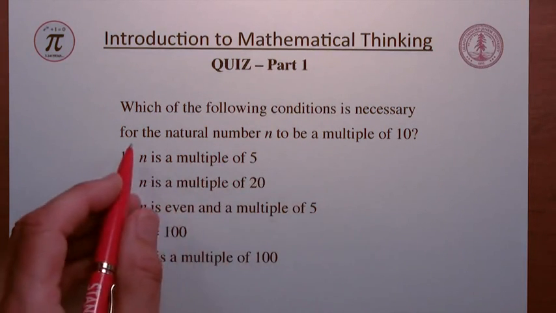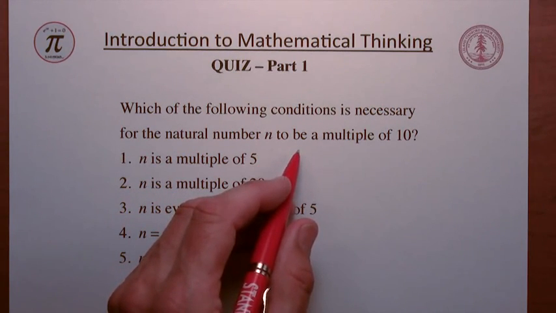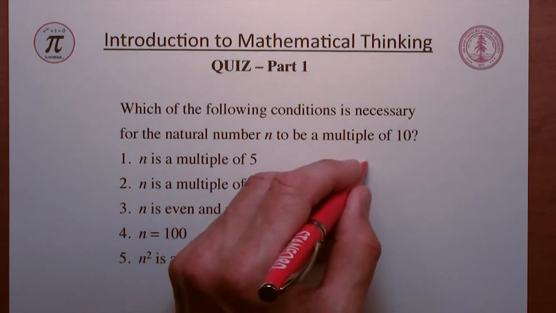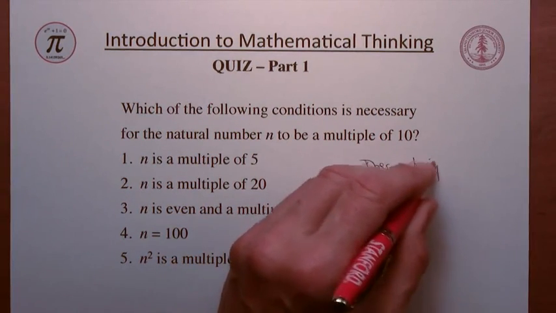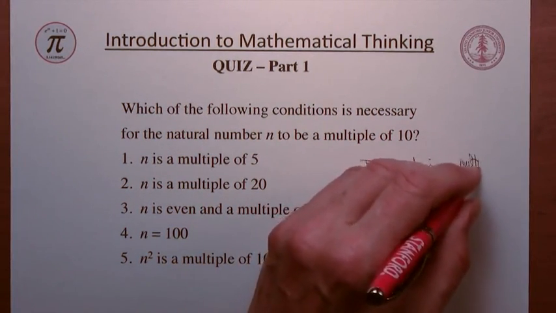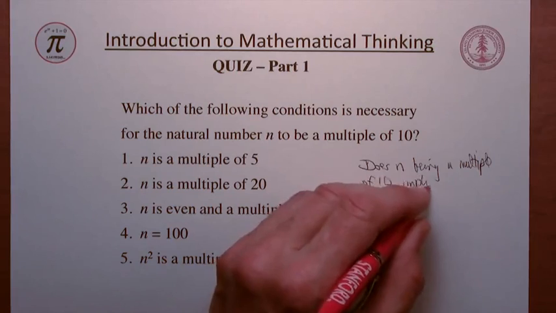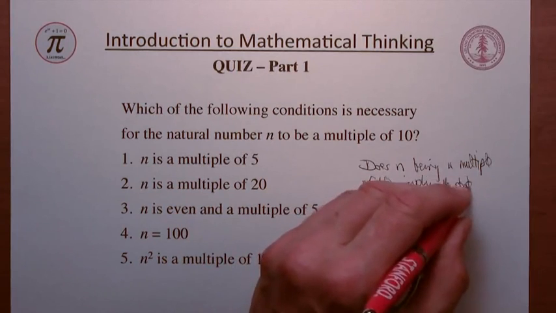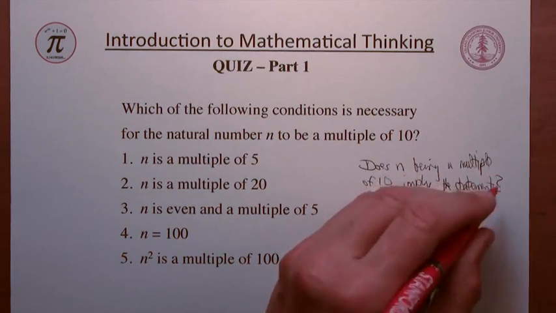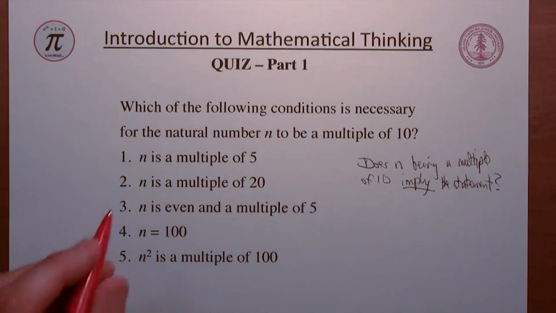Which of the following conditions is necessary for the natural number n to be a multiple of 10? So the question we have to ask ourselves is, does n being a multiple of 10 imply the statement? To be necessary, n being a multiple of 10 has to imply the statement. Well, let's see.